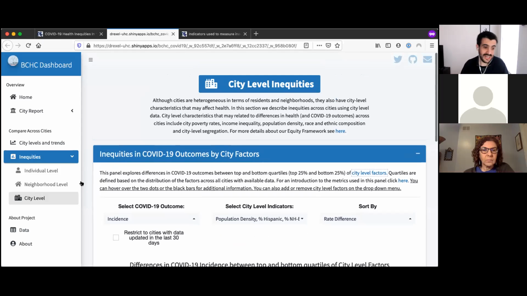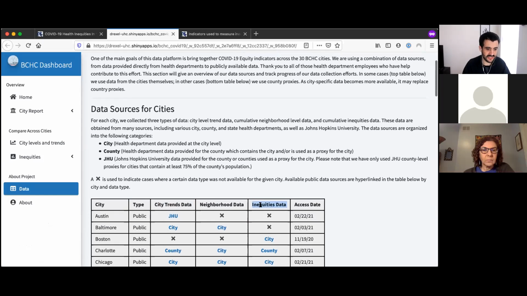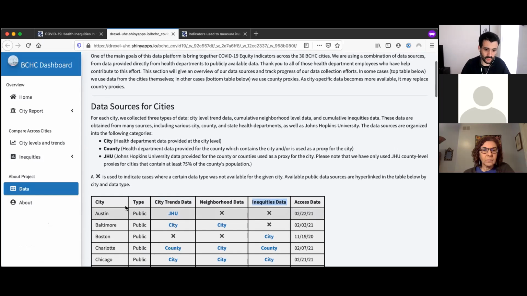Then last, I want to highlight that if you're interested in knowing exactly where the data is coming from for each of the cities, we have the data tab, where we indicate for every city where the city trends data comes from, where the neighborhood data comes from if it's available, and where the inequities data comes from if it's available. So in this case, for example, I'm going to show the top 5, where we can see that Austin, Baltimore, Charlotte, and Chicago all have city trends data coming, in some cases, from the city itself, at the city level. In the case of Charlotte, coming from the county, from Mecklenburg. In the case of Chicago, coming from the city itself. In the case of neighborhood level data, we see that Baltimore, Charlotte, and Chicago have it available, all of them at the city level.